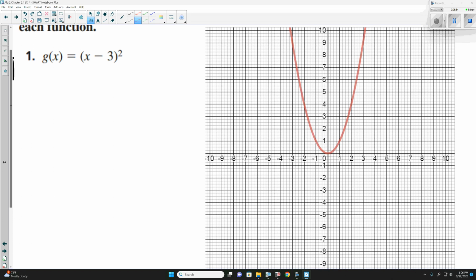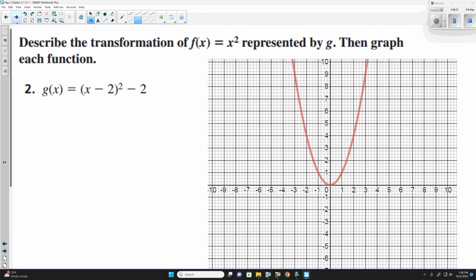Describe the transformation for this here. We have x minus 3 inside the parentheses. So it's moving to the right. How far? Right 3. Because inside the parentheses, when we have that addition or subtraction from x, it's moving left or right. Opposite of what we think, so it's right 3. That's it. Questions on this here? Let's look at the next one.